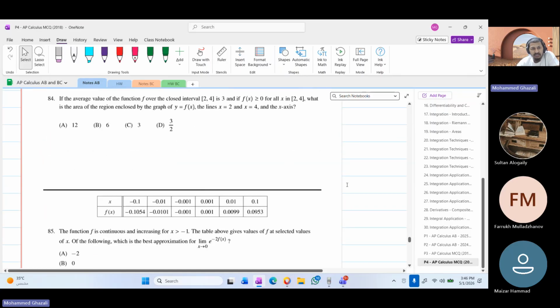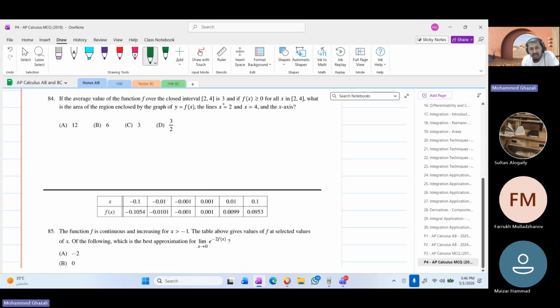If the average value of the function f over the closed interval 2 to 4 is 3, and f of x is greater than or equal to 0 for all x in 2 to 4, what is the area of the region enclosed by the graph of y equals f of x, the lines x is equal to 2, x is equal to 4, and the x-axis?